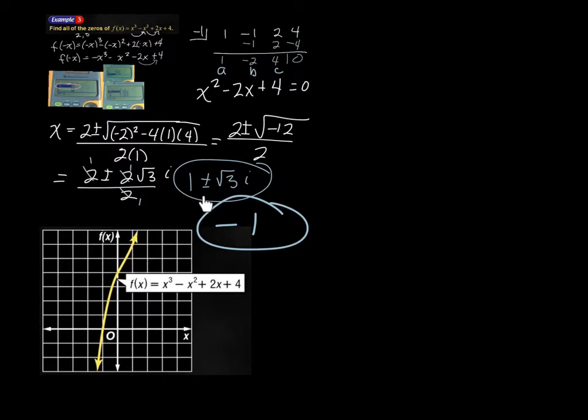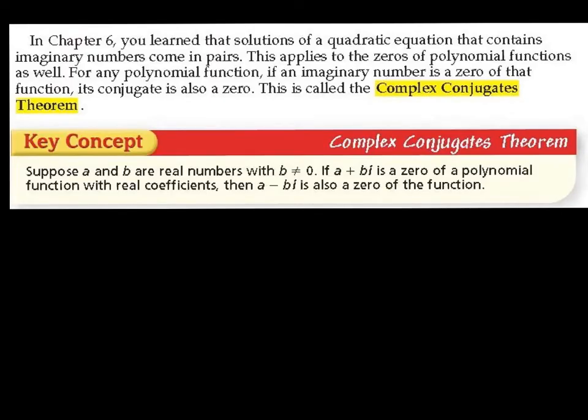The graph doesn't help us check the imaginary roots as to accuracy, but we know there are 2 of them. Can you kind of see why there's always going to be 2 of the complex roots, this plus or minus? In Chapter 6, you learn that solutions of a quadratic equation that contains imaginary numbers come in pairs. This applies to the zeros of polynomial functions as well. For any polynomial function, if an imaginary number is a 0 of that function, its conjugate is also a 0. This is called the complex conjugates theorem.